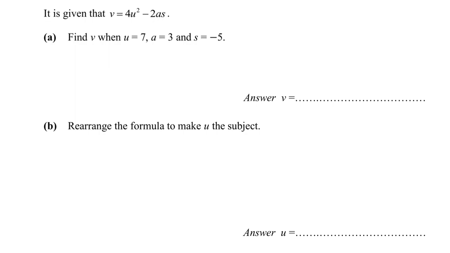So usually I like to color code it. This is my V, and I have my U is 7, A is 3, S is -5.